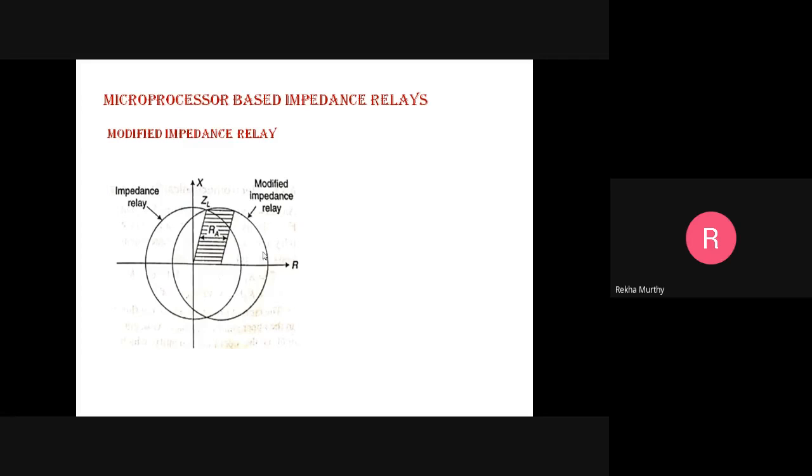The torque equation will then result in T equal to K1 into I square minus K2 into (V plus IR) whole square. Therefore, the modified impedance relay will have a greater tolerance for fault resistance as compared to the impedance relay. It is also helpful for power surges. In the next session about power surges, this modified relay will help to overcome them, so that we can cover faults over a larger region.